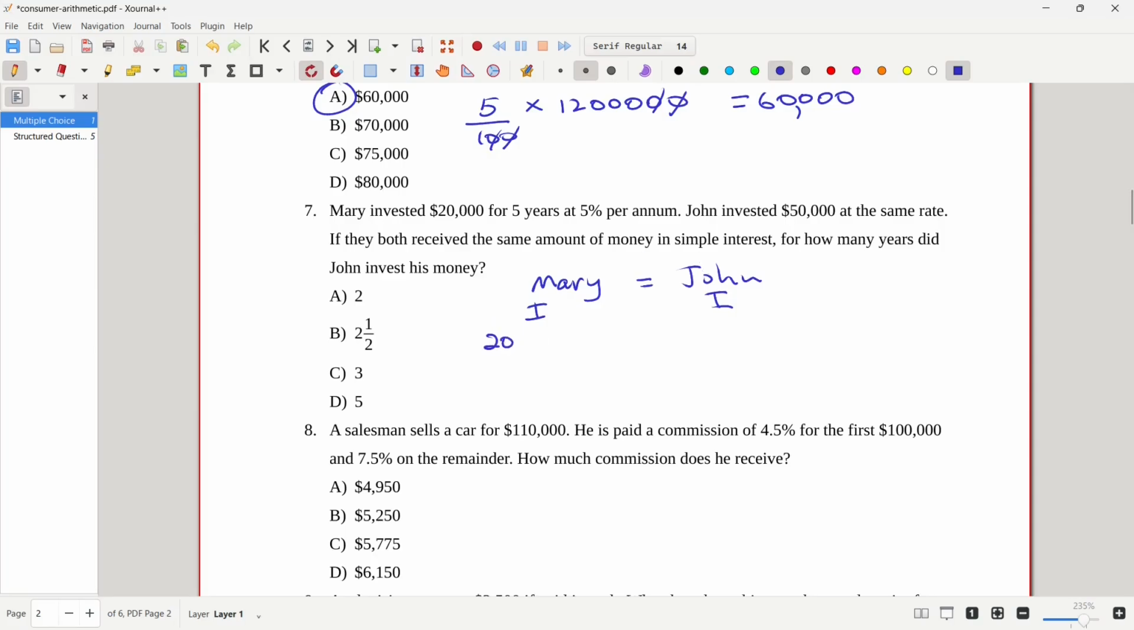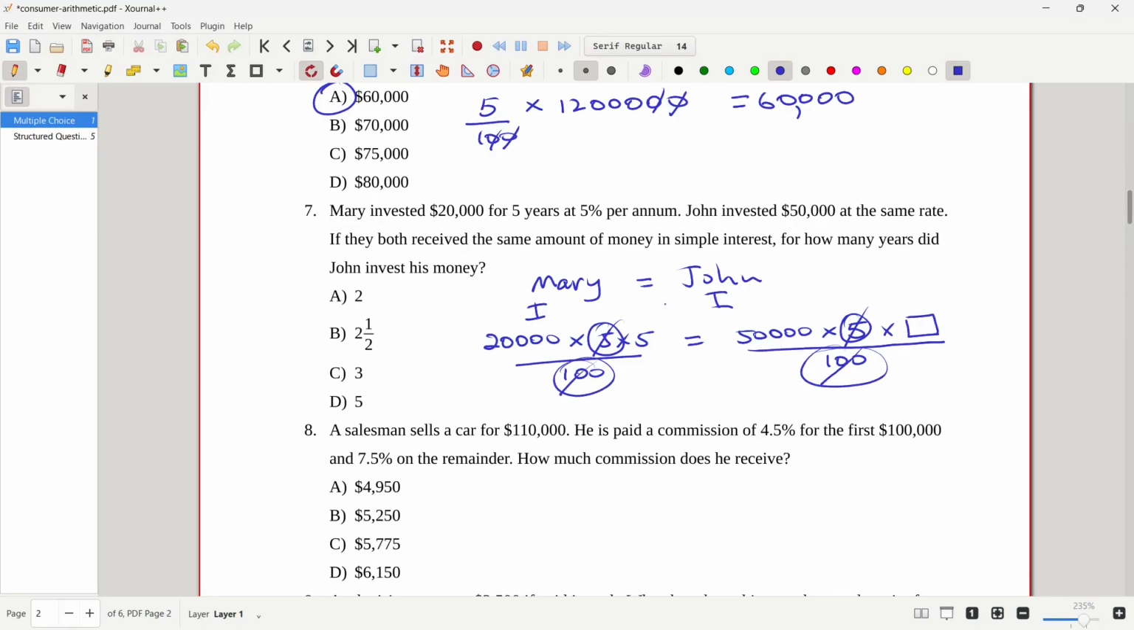So I'm going to say that 20,000 times the 5 over 100 is going to be equal to the 50,000 times the 5% rate times some unknown amount of years and then divide by 100. Now, anything in the same positions, once it's on an equal sign, will cancel off. So, for example, this year would cancel off with this year because it's in the same position. This year would cancel off with this year since it's in the same position. And then we have 20,000 by 5.